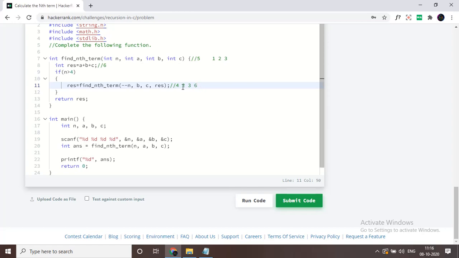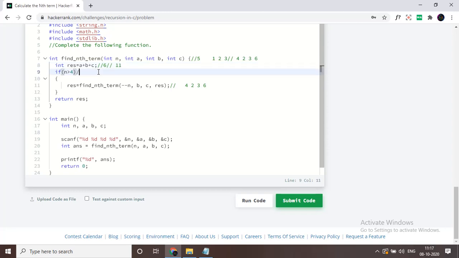Now I am passing the results. Now this one I am going to pass to the function. Instead of 5, 1, 2, 3, I am passing now 4, 2, 3, 6. Now I am going to calculate what is 2 plus 3 plus 6. 2 plus 3 plus 6 is equal to 11, right? And it is the 11.